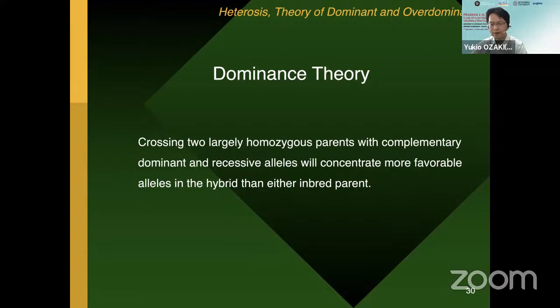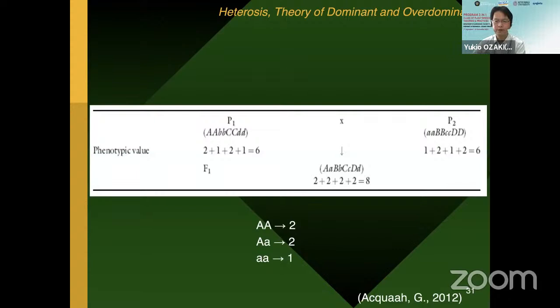To illustrate this theory, assume a quantitative trait like seed yield is conditioned by four loci. Assume that each allele in the dominant homozygous or heterozygous state contributes 2 units to the phenotype, while a recessive homozygous genotype contributes one unit. A cross between two inbred parents produces the following outcome.